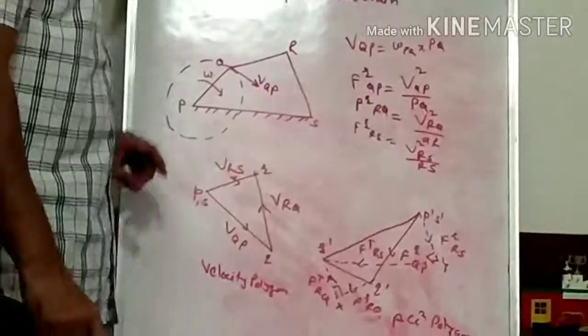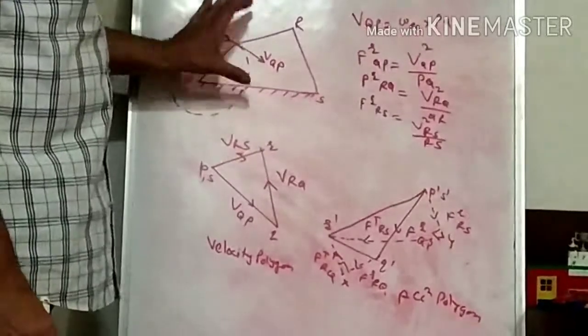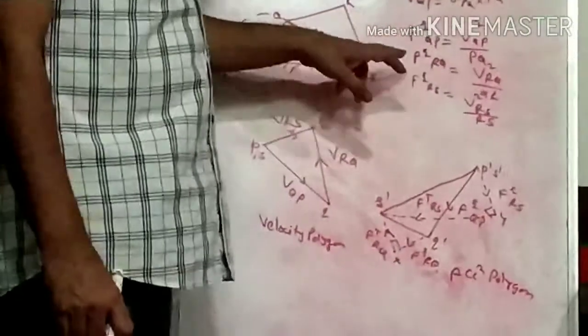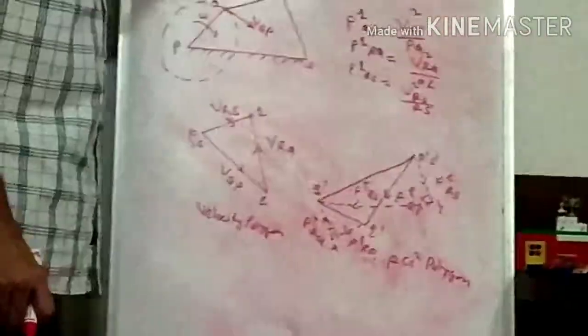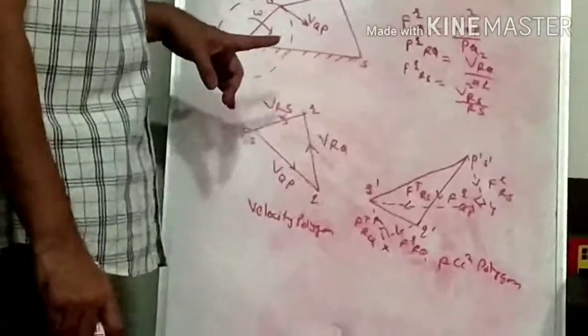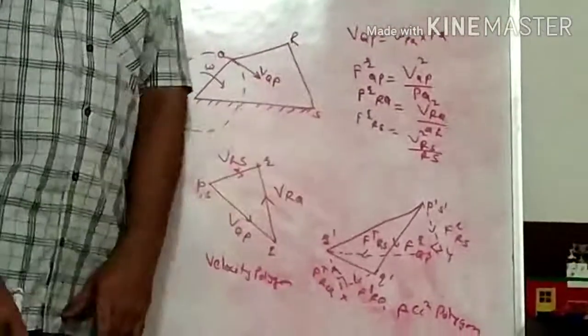Okay. So what is the procedure? First we draw the configuration diagram, then draw the velocity polygon, then find the magnitude of the radial components of acceleration, and then draw the acceleration polygon. So this is the method to draw the acceleration polygon for a 4-bar chain.